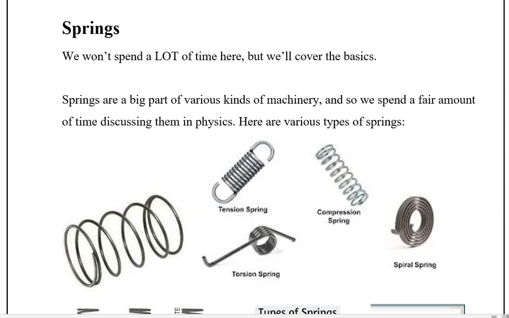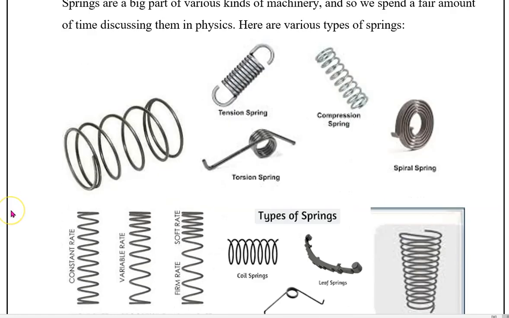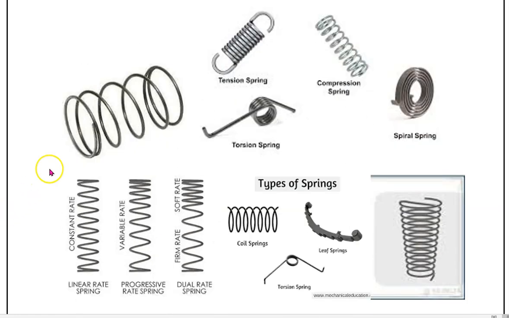Springs form a big part of all kinds of machinery, and this is one of the reasons they come up so often in physics. There are lots of different kinds of springs, and I have pictures of several of them here. We're going to be looking at what's called a constant rate or linear rate spring, where the coils are all the same size from one end to the other, and they're wound with the same amount of tightness from one end to the other. Not all springs look like that.